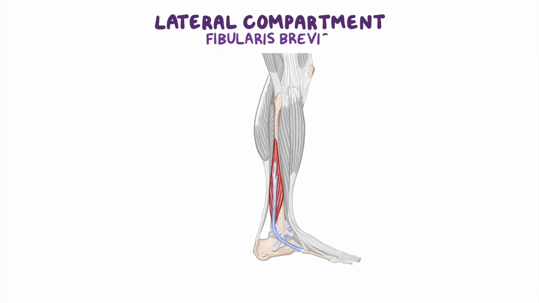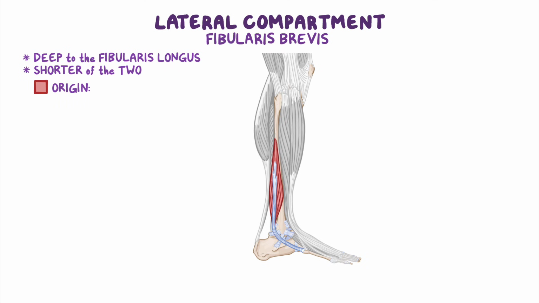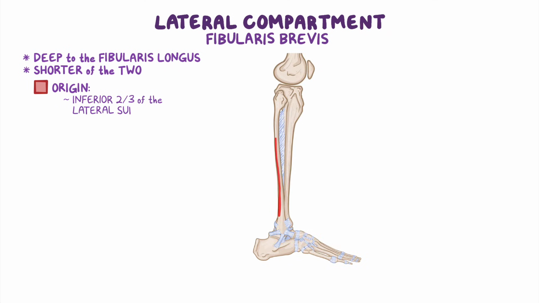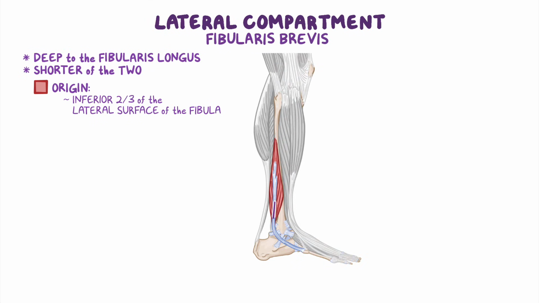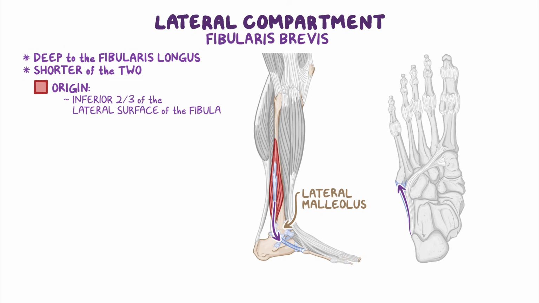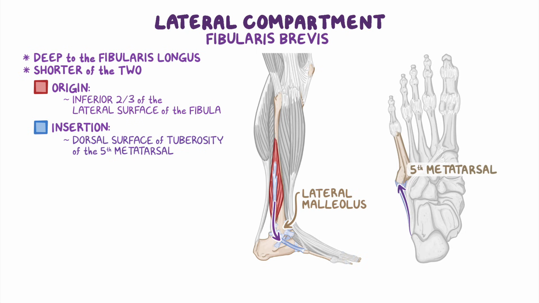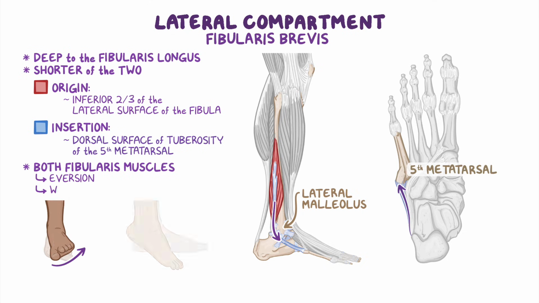The fibularis brevis lies deep to the fibularis longus, and it's the shorter of the two. It originates on the inferior two-thirds of the lateral surface of the fibula, and its fibers converge to form a tendon which passes posterior to the lateral malleolus. It passes anteriorly and laterally to insert on the dorsal surface of the tuberosity of the fifth metatarsal. The fibularis brevis helps maintain the lateral longitudinal arch of the foot. Both fibularis muscles help with eversion and contribute to weak plantar flexion at the ankle.